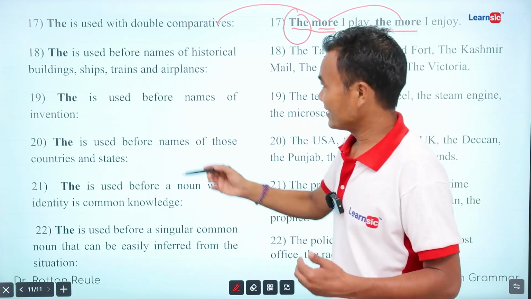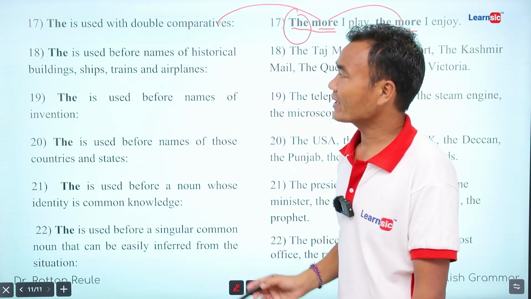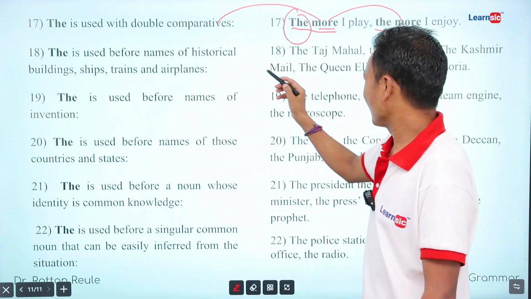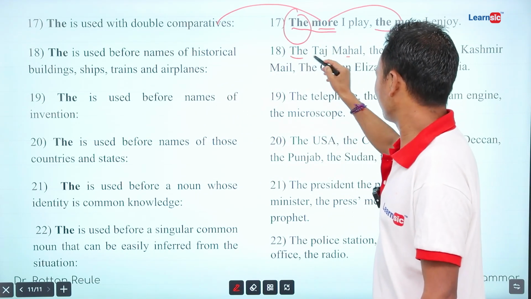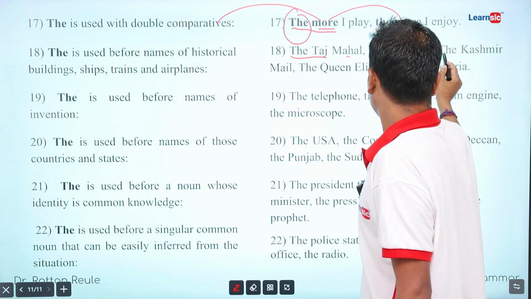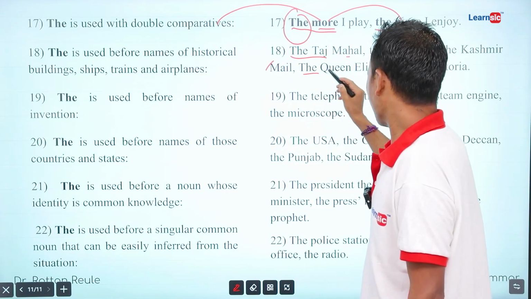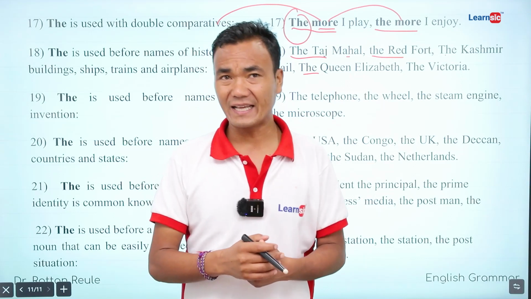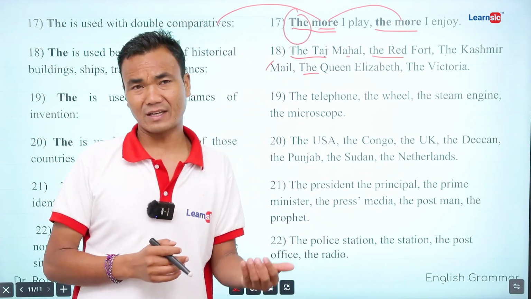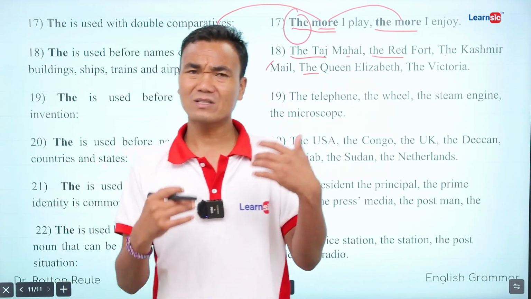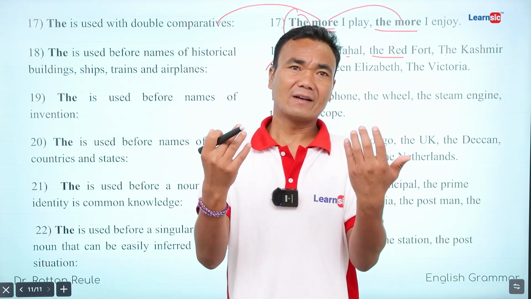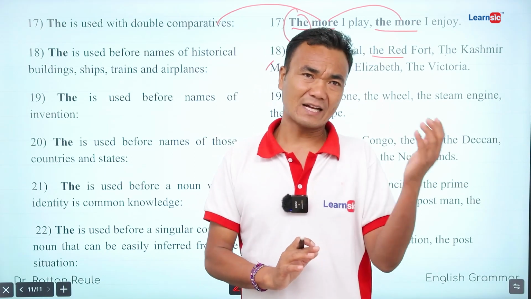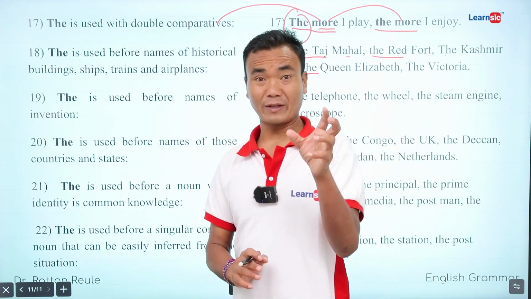And "the" is used before the names of historical buildings, ships, trains, and aeroplanes. Like the Taj Mahal is one example, the Red Fort, the Kashmir Mail, the Queen Elizabeth, and the Victoria. When they stand for buildings, or for the names of ships, it's the same story when we go through the names of places. Before that we can also use the article, but we have to be very careful.